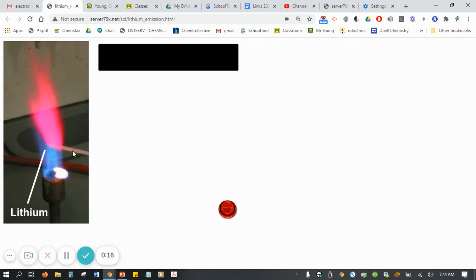So we're heating up some lithium. This is a little wooden stick with some lithium chloride or some sort of lithium salt on it, and here's a Bunsen burner, and we're adding some energy with a flame to those lithium atoms.